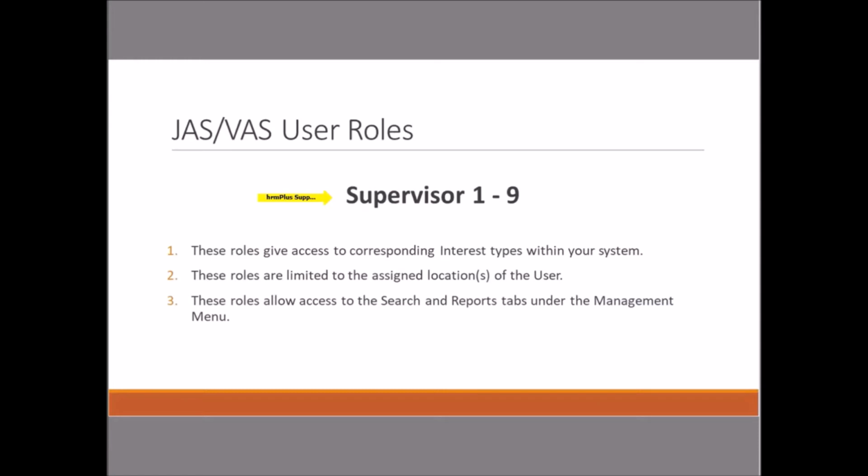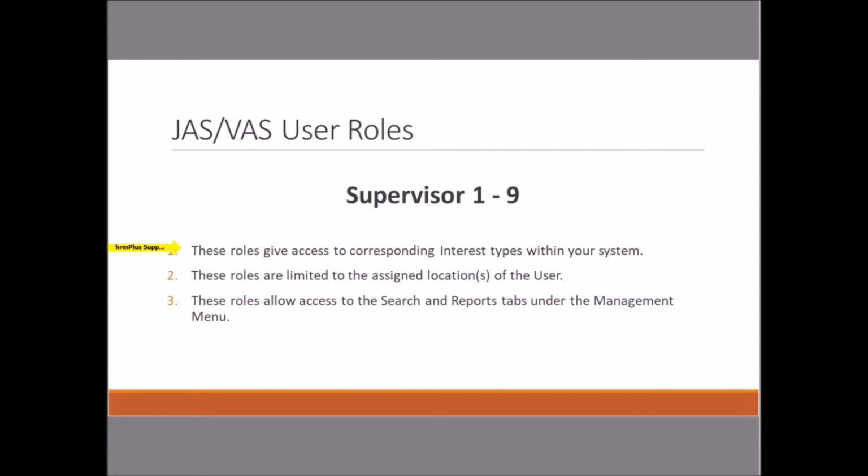All right, so hopefully that makes sense. Those roles will give people access. If anybody has a supervisor role, they're going to see applicant search and applicant reports under the management menu, and they're going to only see the corresponding interest type when they're on that tab. So if they only have supervisor 1 and that's classroom teacher, when they go to applicant search, they're only going to see the radio button for teachers. They're not going to see coaches or classified or anything like that.